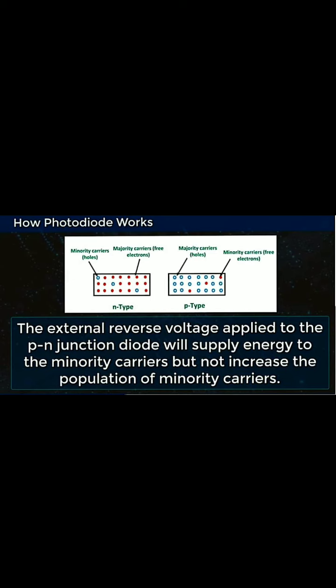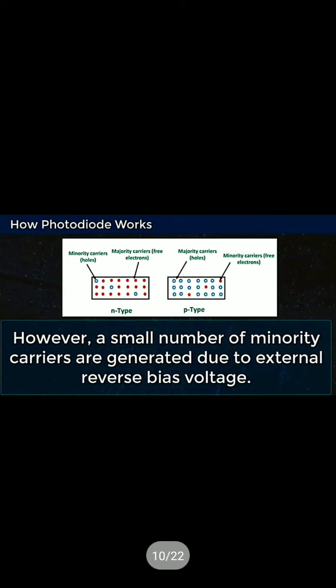As shown in this figure, in the N type, the blue color is the minority carriers, that is holes, and the red color is the majority carriers, that is electrons. And in the P type, the blue color is the majority carriers, holes, and the red color is the minority carriers. These are the free electrons. So a small number of minority carriers are generated due to the external reverse bias voltage. We already know what happens in a reverse bias condition.